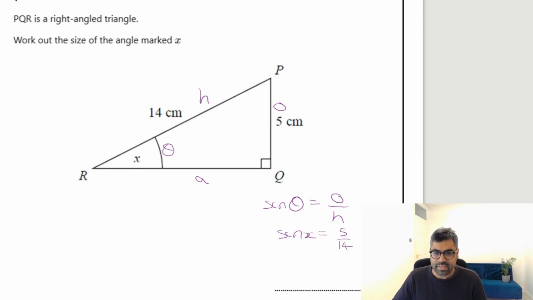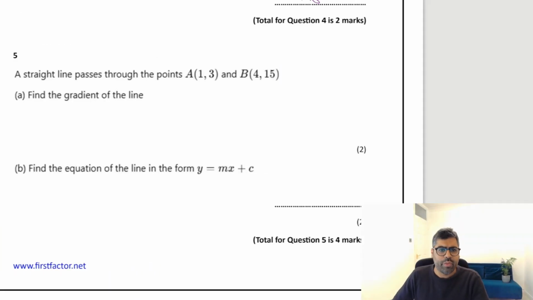We need to make x by itself, so we're going to do sine minus 1 to both sides. So x is equal to sine minus 1, in brackets 5 over 14. Whack that into your calculator. They haven't given us a degree of accuracy, so let's use 2 decimal places. That gives us 34.96 degrees.